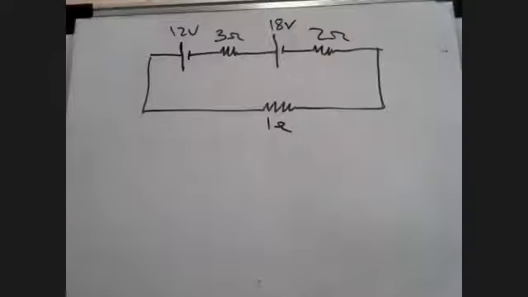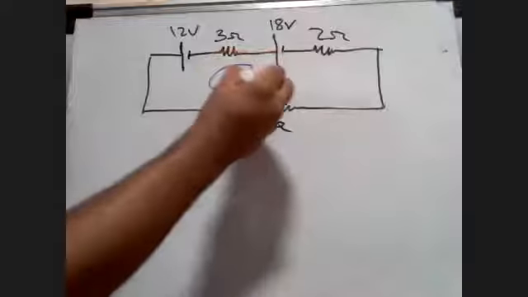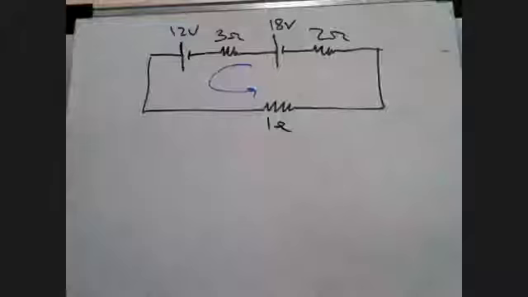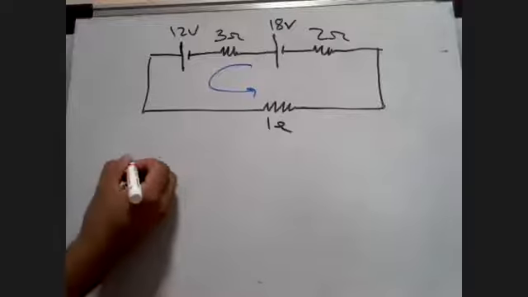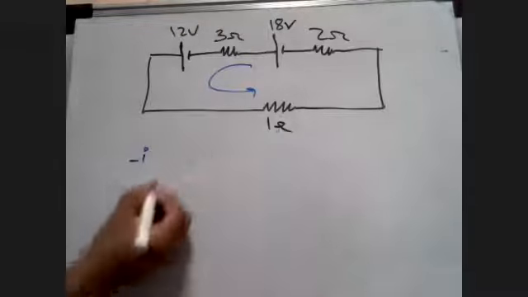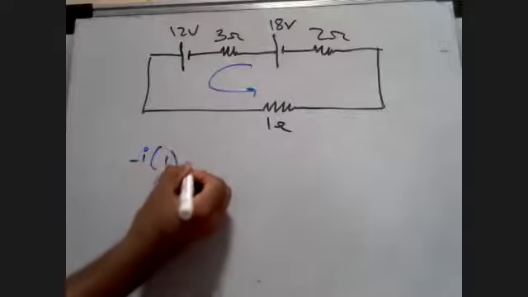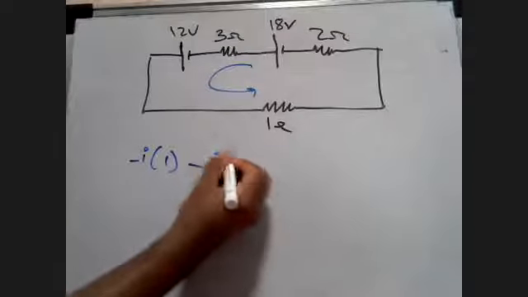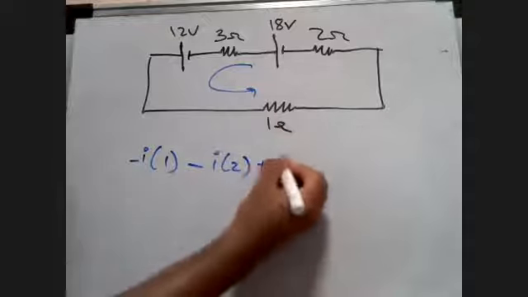First, what you'll do, take the direction of the current. Okay, let's take the direction of the current like this again. So what will be my equation? Minus I times, let's start from here. 12. Minus I times 1 minus I times 2, then plus 18.